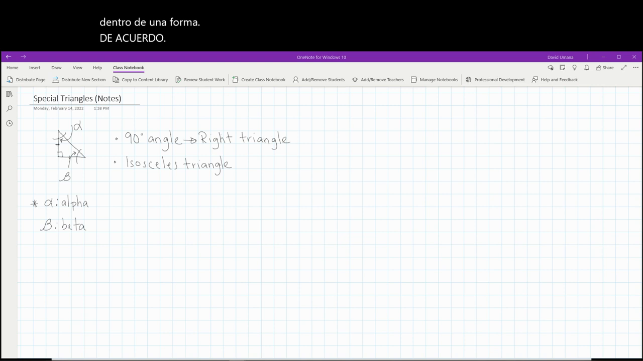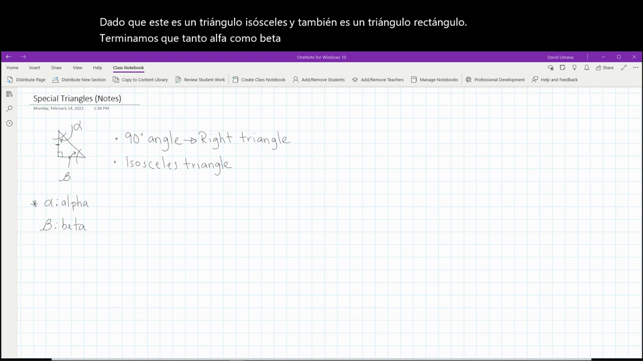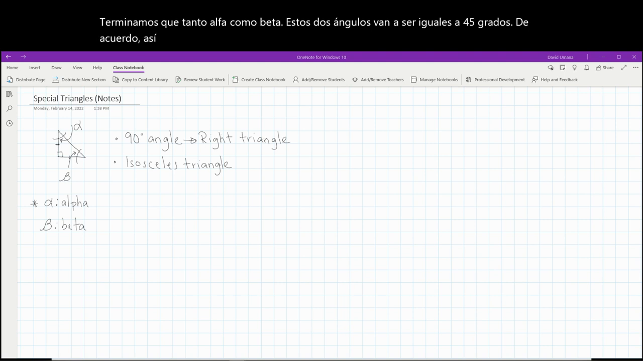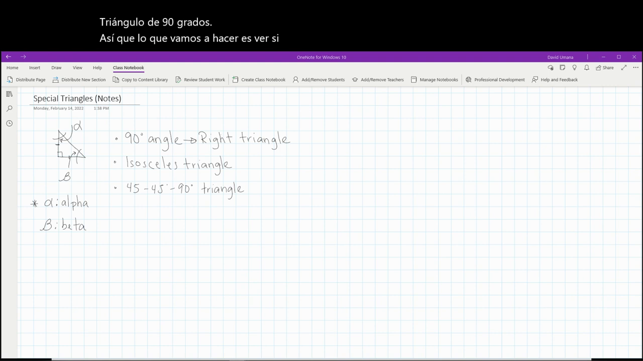Now, given that this is an isosceles triangle and it's also a right triangle, we end up that both alpha and beta, these two angles, are going to be equal to 45 degrees. Okay. So as a result, we say that this is what we call a 45, 45, 90-degree triangle. Okay. So what we're going to do is we're going to see if we can figure out certain patterns based on this.